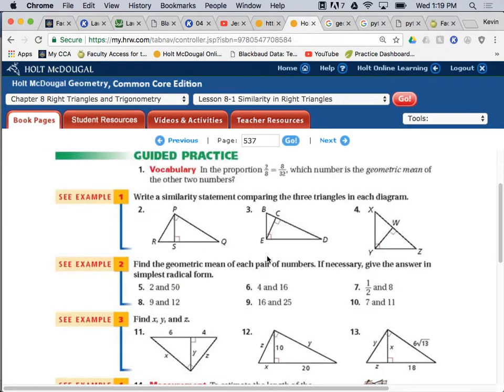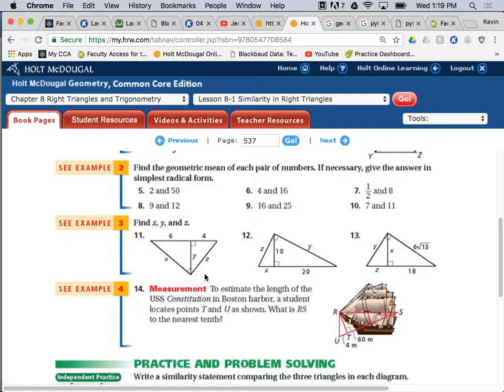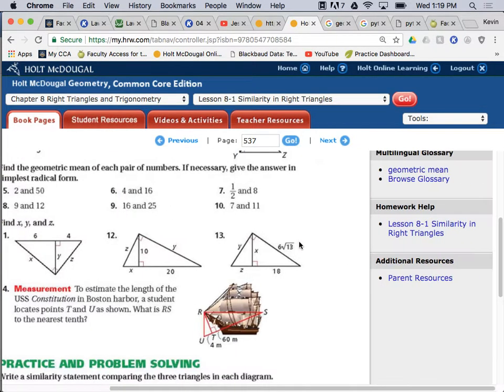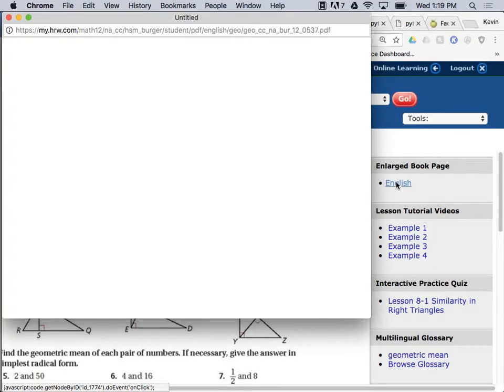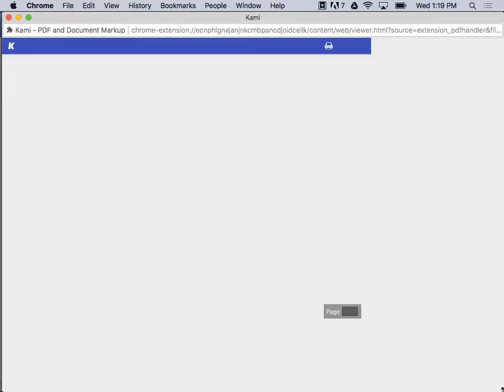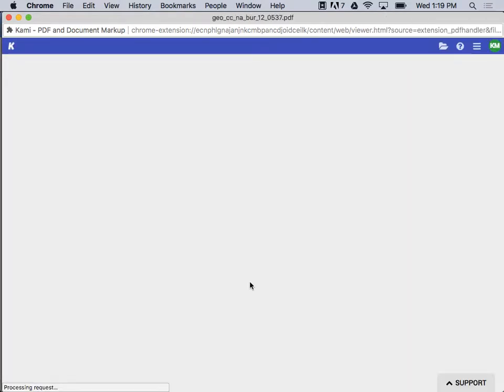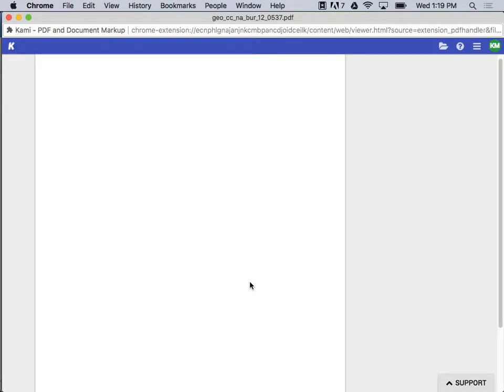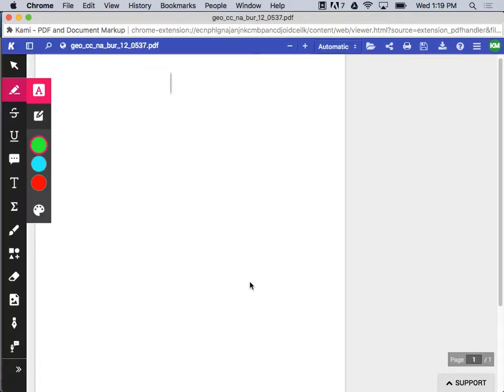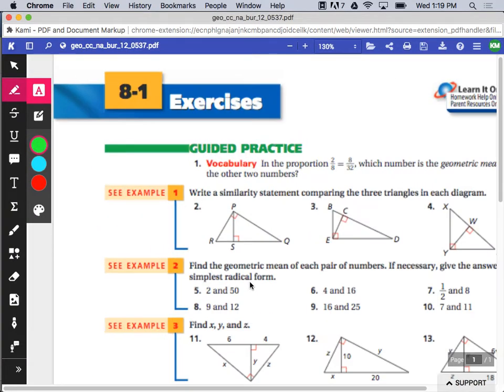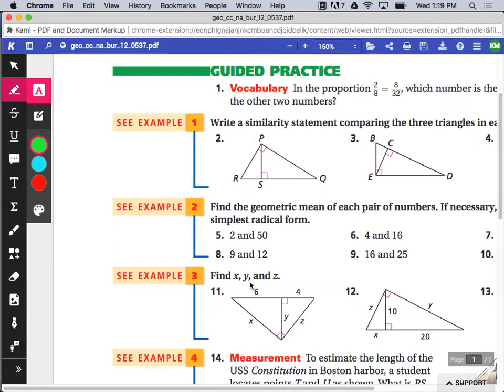All right, lesson 8.1. These were part of your homework problems that you should have done. So it shouldn't look that unfamiliar to you.